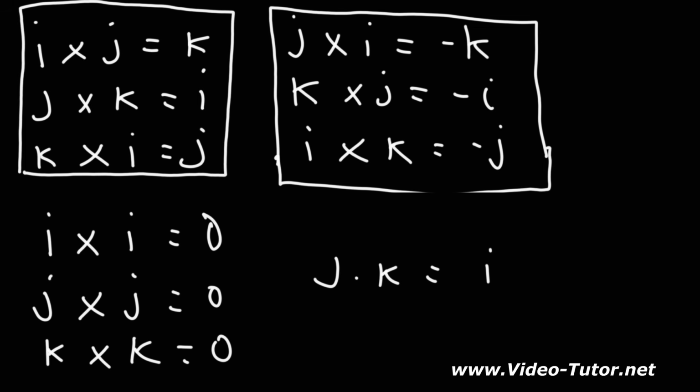So that's basically it for this video. I want to make sure that we covered the standard unit vectors i, j, and k, and the formulas associated with these if you need to take the dot product or the cross product of these unit vectors.